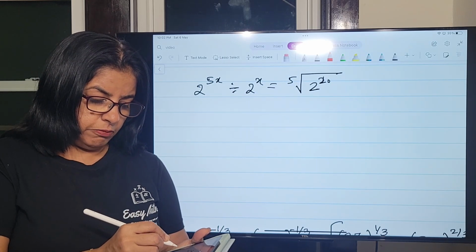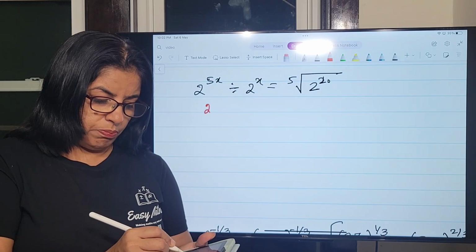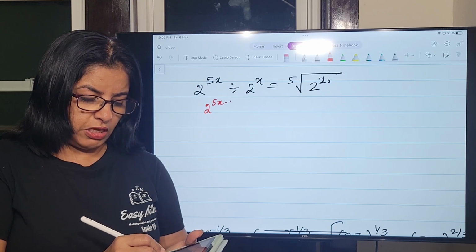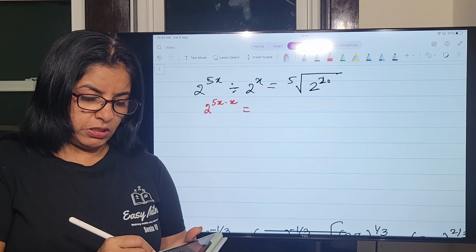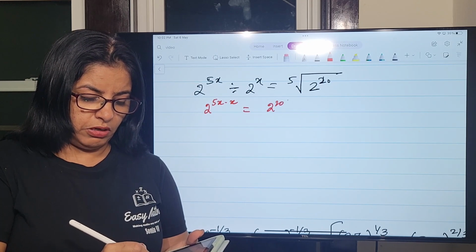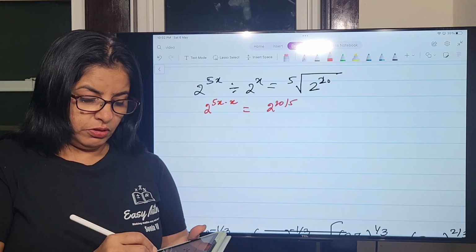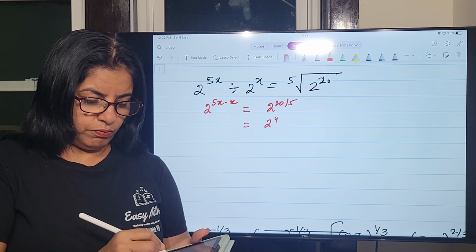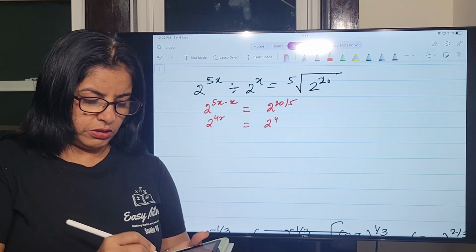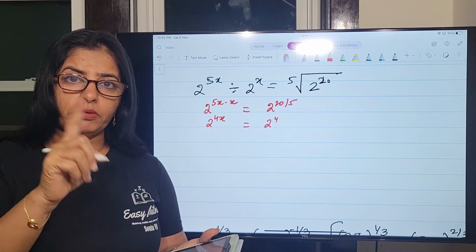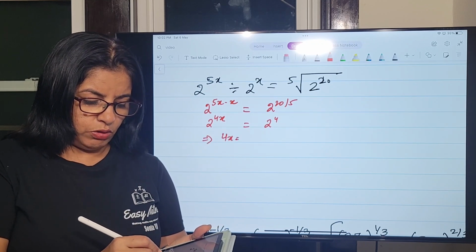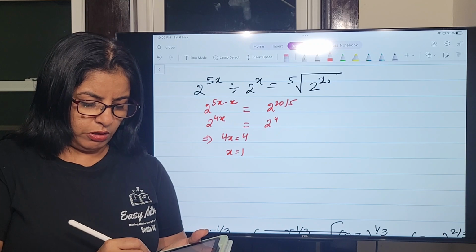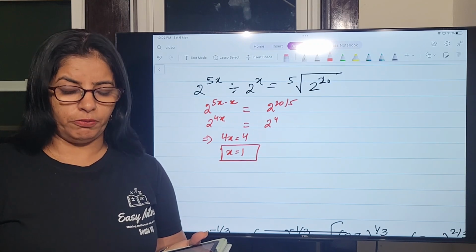So here we see this is 2^(5x - x) as per the law of exponents, and this is 2^(20/5). This becomes 2^4 and this becomes 2^(4x). Now since the base is the same, the powers will be equated. It implies 4x is equal to 4, so x is equal to 1. This is what you were supposed to find.